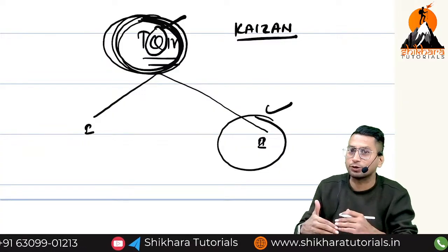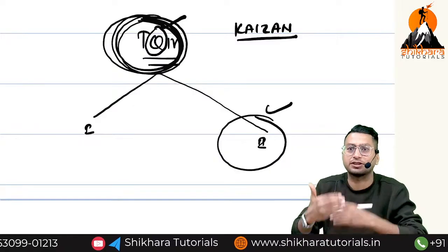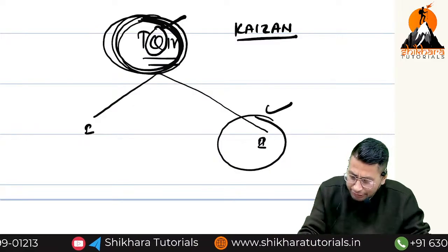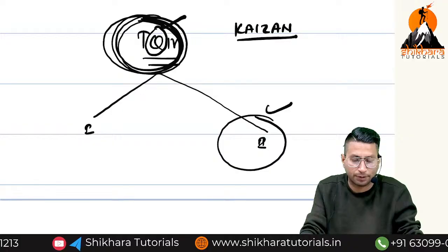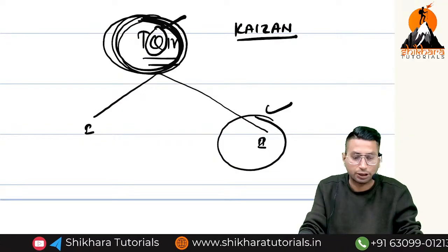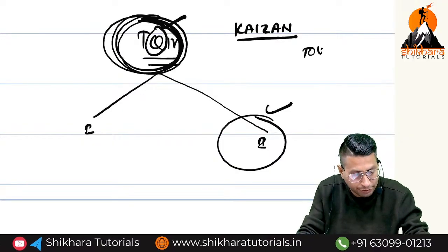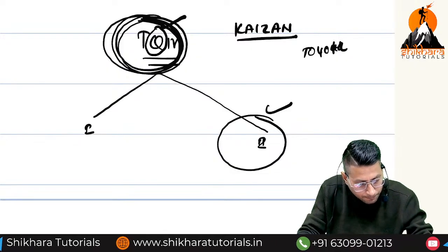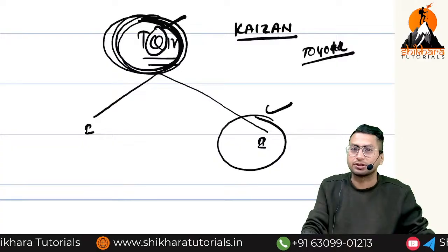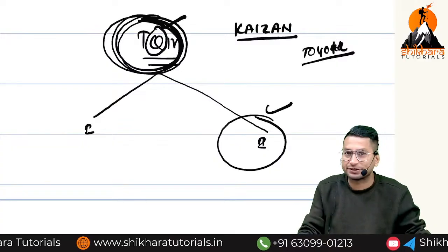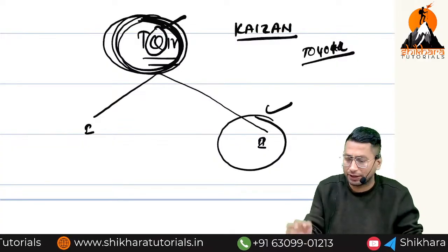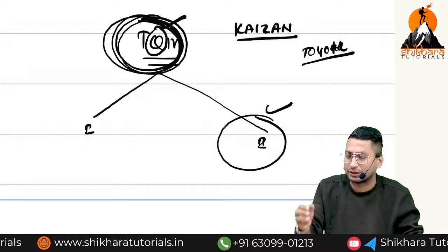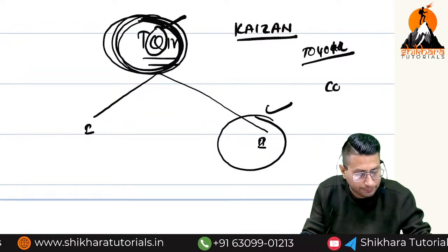So TQM, will you apply it only once or every time you face some problems in your business? Every time you face some problems in your business, you apply the concept of TQM. The most popular company which applies the concept of TQM is Toyota. In Toyota, every employee is given a cord.